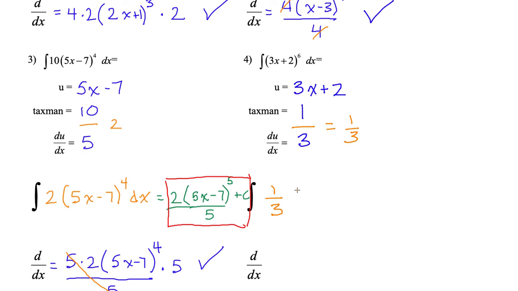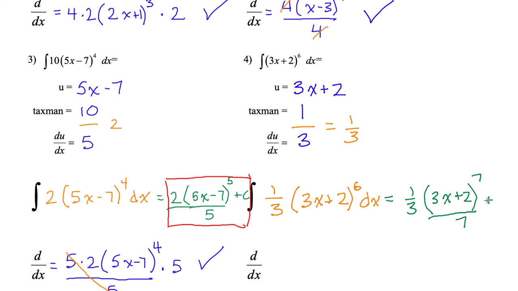This is now going to be multiplied by the quantity of 3x plus 2 in parentheses to the power of 6 dx. When we take the antiderivative, this is still 1/3. I still have the quantity of 3x plus 2. I am now going to go up a power to the 7 and divide down by that 7. Don't forget to do plus c.